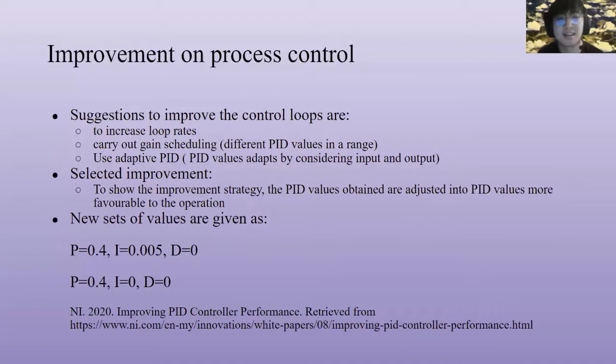There are many ways to improve process controls, and some of the ways to improve are to increase loop rates, carry out gain scheduling, which involves using a range of PID values, which are more suited to each moment of the operation, using adaptive PID, which adapts the PID values by considering the input and output changes according to the situation. And the selected improvement that we have chosen for this control loop is to adjust the PID values to be more favorable to the operation. And these are the new sets of PID values that I have. Next.